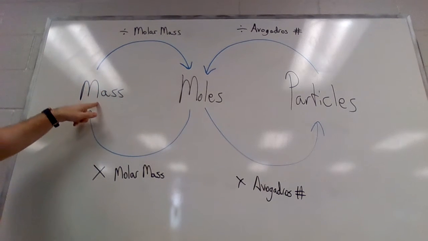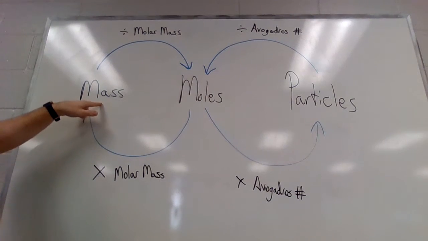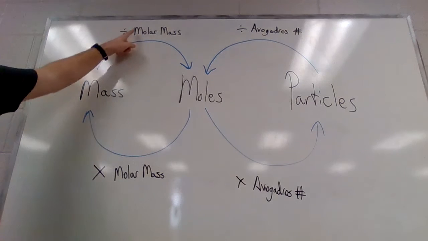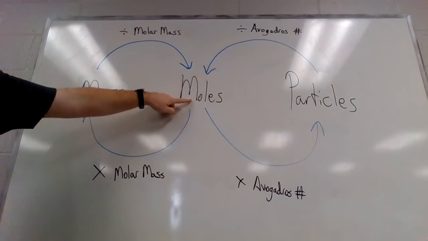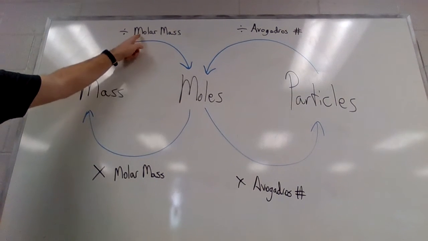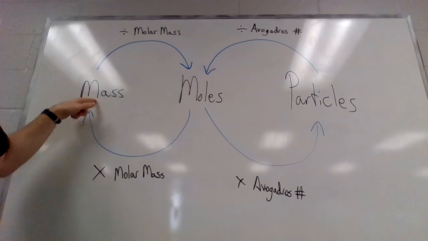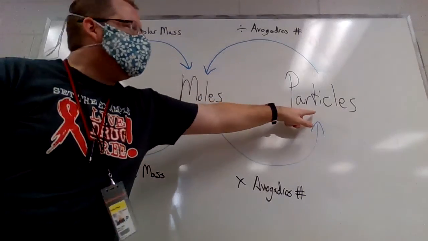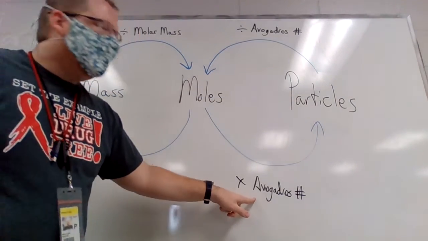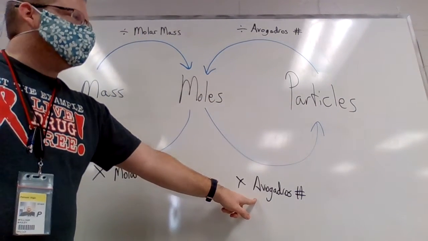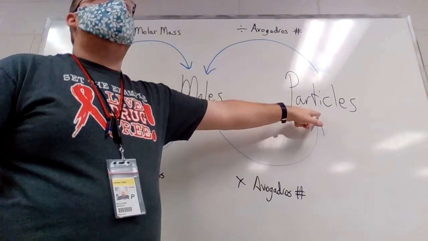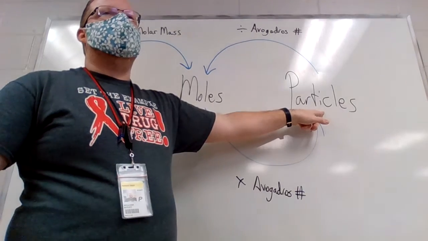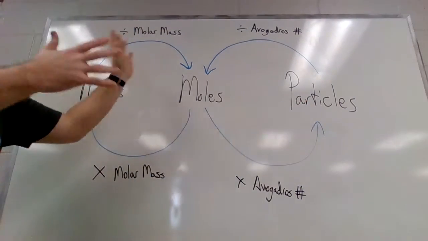So if they give me mass and they want me to go to particles, first step, I divide by the molar mass. The answer I get when I divide by that molar mass is no longer mass. I now know how many moles I have. And to go from moles to particles, I go along the bottom. I'm going to multiply by Avogadro's number. The answer I get should be pretty big because I'm multiplying by a big number. That's going to take me over to particles. So this is like your roadmap.